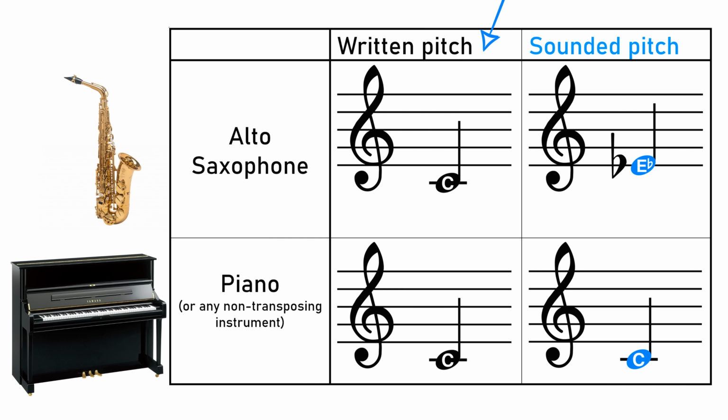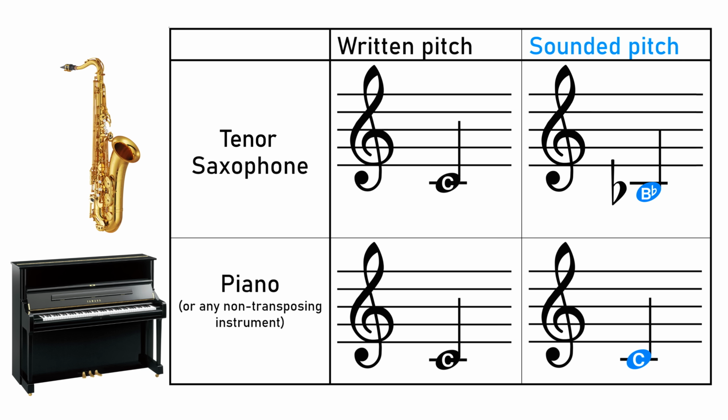So, for example, when an alto saxophone player reads a C off the page and they play what in their head is a C, the note that actually comes out is an E flat, not a C. Because the alto saxophone is a transposing instrument, it's an instrument that's in E flat. The tenor saxophone is in B flat, so if that same sax player then picked up the tenor saxophone and played the same C on the same notation, now it would sound as a B flat.